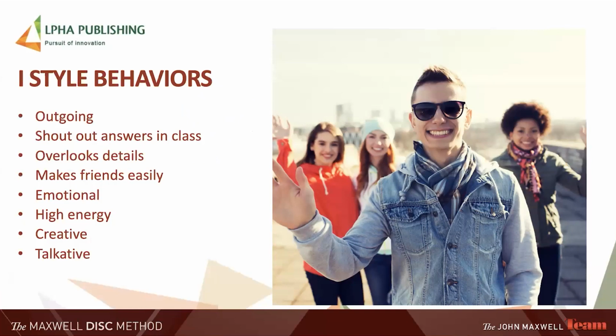They overlook details at times. They make friends easily. They can be emotional, high energy, creative, very, very talkative. I mean, these are the ones who will probably have issues maintaining the 6 feet social distancing, because they were the students who would go from desk to desk to desk talking to students. The moment you turn your back, this student is at another student's desk talking. That's the I style of behavior.